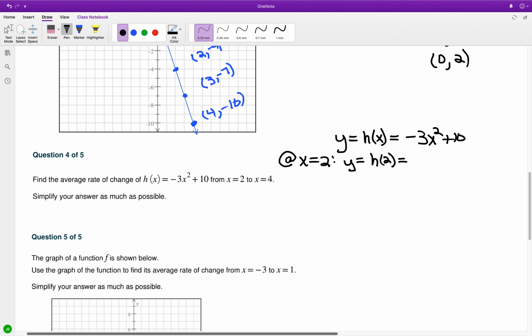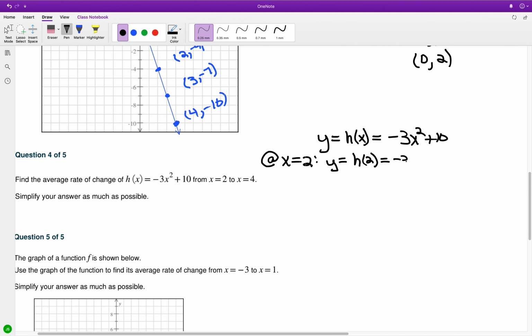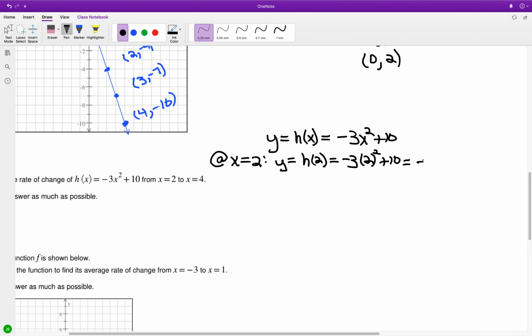So we have -3 times the square of 2, followed by the addition of 10. 2 squared is 4. -3 times 4 is -12, and adding 10, we end up with -2.